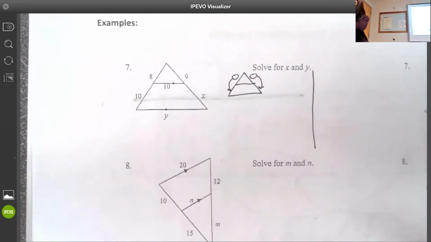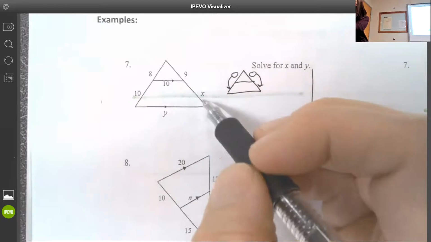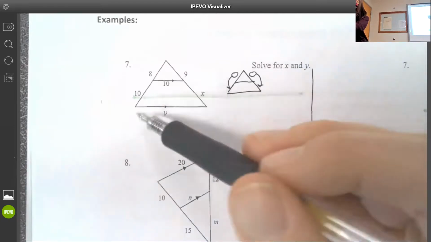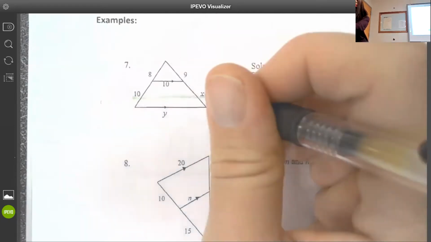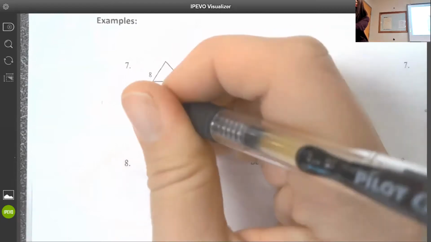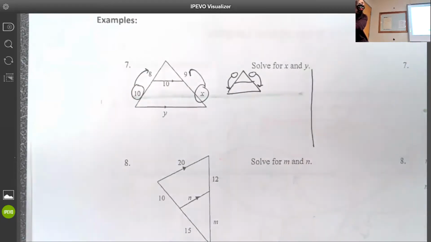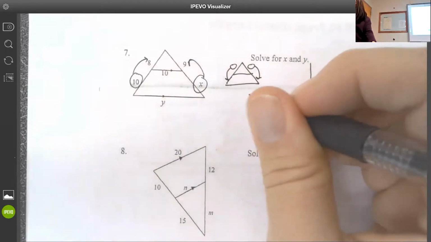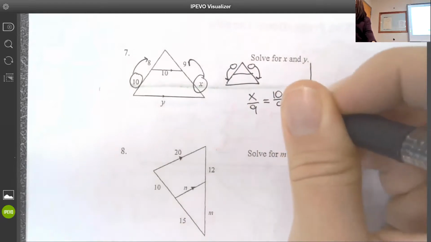There we go. To solve for X, I know that these are broken down proportionally. Now I don't always have to go top to bottom. We can, it doesn't matter. I could also say X to 9 is 10 to 8. It doesn't really matter which side I start with, but the way the sides are broken up will be proportional. I could say X to 9 equals 10 to 8.